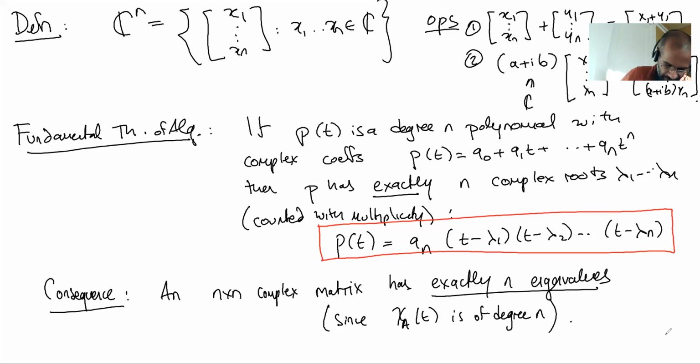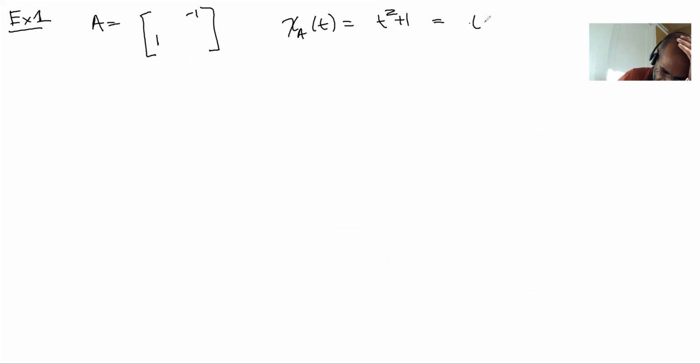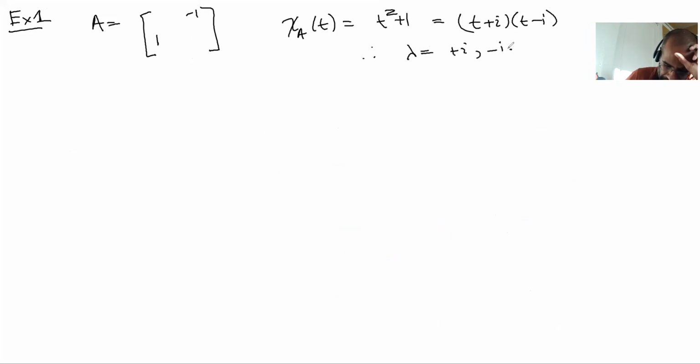Okay, let me do an example. Just example 1, the same one we saw earlier. You have A being this rotation matrix. And the characteristic polynomial is t squared plus 1, which factors as t plus i times t minus i. So this is the new thing. And so the eigenvalues are plus i and minus i. And what are the eigenvectors?